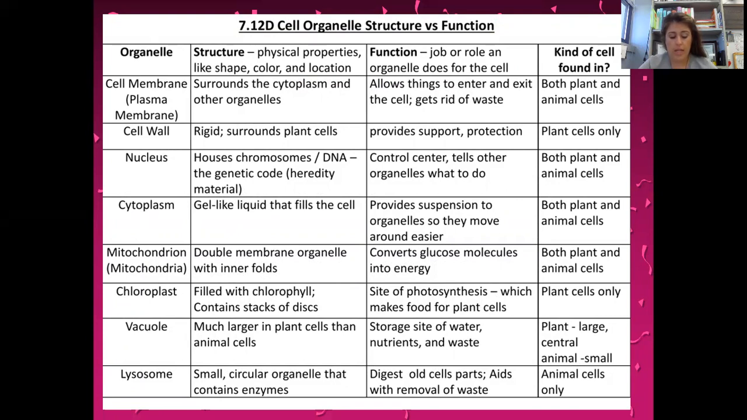So that leads us right into number 18, which organelle converts energy from the sun into sugar? And the answer to that is chloroplast, and that is only found in plant cells.